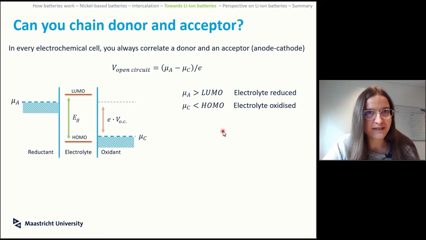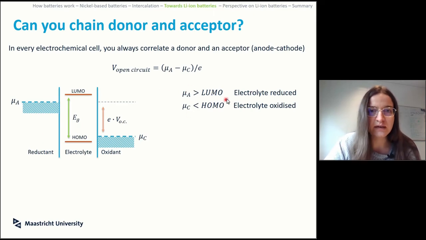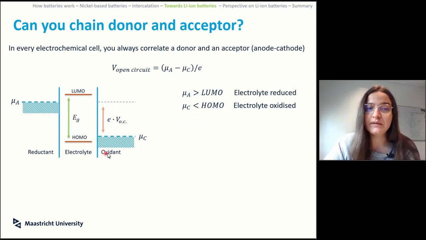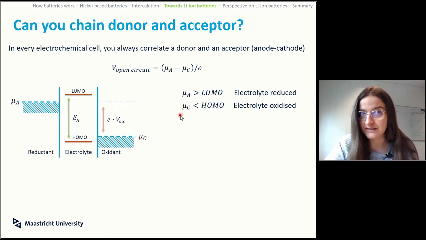Now, the issue is that you want to do electrochemistry between anode and cathode. The electrolyte is supposed to be the thing that drives your stuff around. So it is important that the chemical potential of the anode is lower than the LUMO of the electrolyte, because if it's higher, it's the electrolyte that is getting reduced, and that the chemical potential of the cathode is higher than the HOMO of the electrolyte, because if it's lower, then the electrolyte gets oxidized.